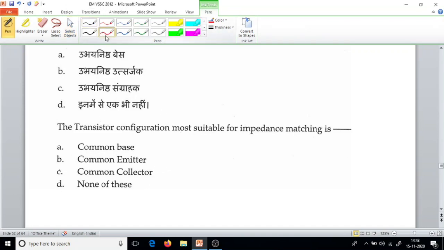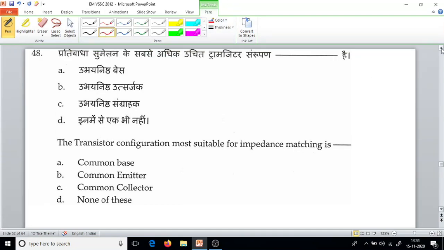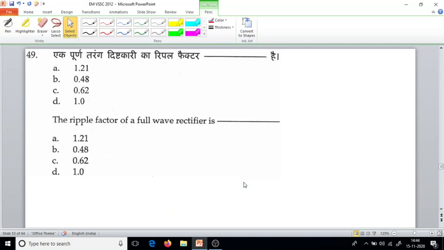Question number 48. The transistor configuration most suitable for impedance matching. We will use common collector for impedance matching.